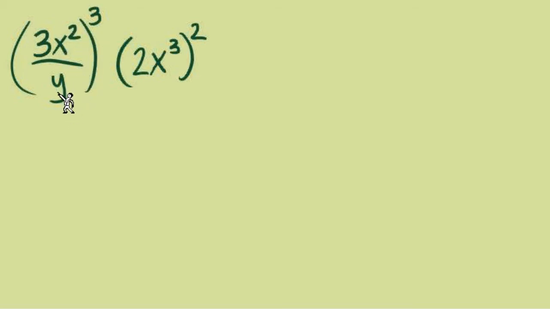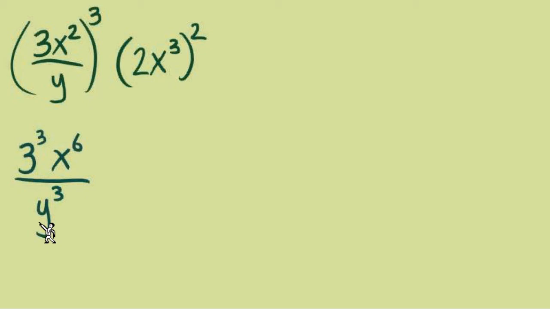What I would do with this problem, I see sets of parentheses with exponent outside. First, I'll take this exponent and work it in to every base in the parentheses. That will give me a 3 to the third, an x to the sixth. Those will both have to still be in the numerator of this fraction. Y to the third, and that has to be in the denominator of the fraction.